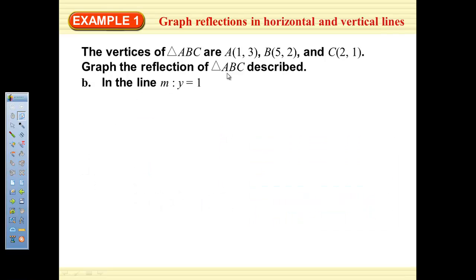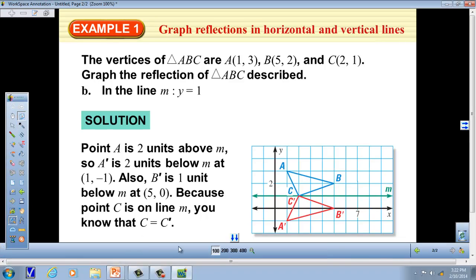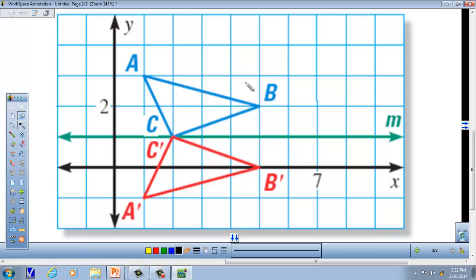Here's another one where the line is now y equals 1. This is a horizontal line that goes through the y-axis at 1. We're going to zoom in on it again so that we can see what's going on. If we look at it carefully, here's the line y equals 1. And again, this point is 1, 3. This is 5, 2. And this point right here is 2, 1.